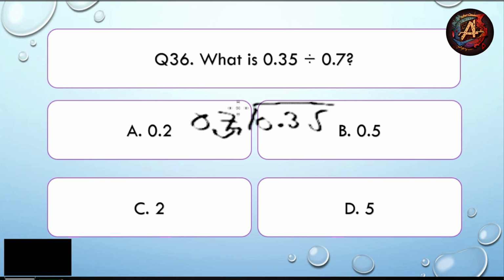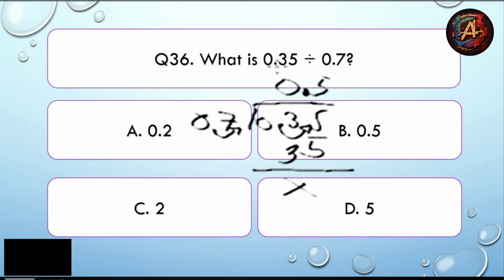Of course, in mathematics, there is what we call parallelism. So what you do to the first number, you must also do to the second. So this decimal point will also be moved here. So we have here 35 divided by 7. That is basically 5, right? Because 5 times 7 is 35. So you will have an answer of 0.5, and that is equal to letter B.